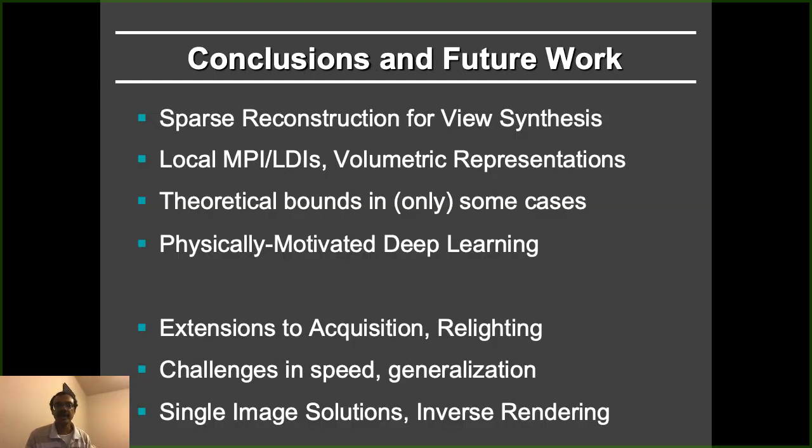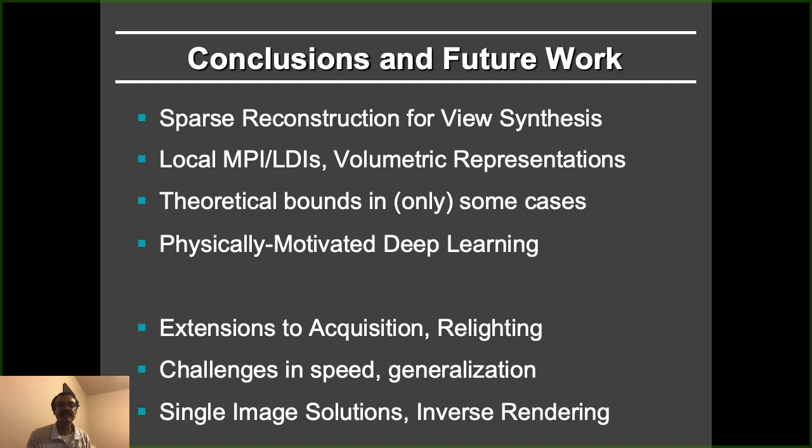In conclusion, I have presented a number of methods for sparse reconstruction for view synthesis. These methods depend on the right kind of representations for the scene. We started by talking about multiplane images and layered depth images, local representations to create local light fields. And at this point, we have achieved the highest fidelity and photorealism with volumetric representations. In some cases, we can actually achieve theoretical bounds relating our results to plenoptic or light field sampling theory, but in other cases we cannot, and it remains an open area of research.